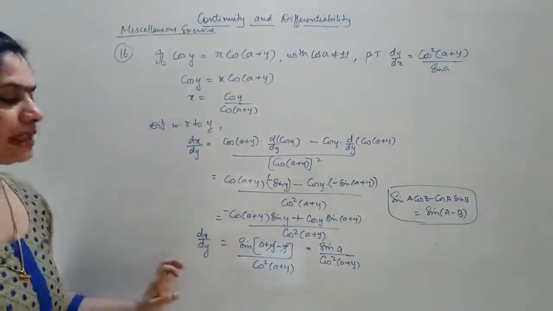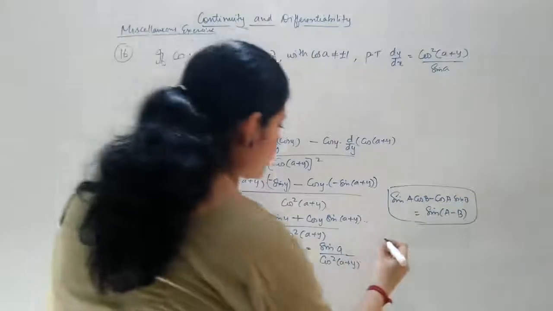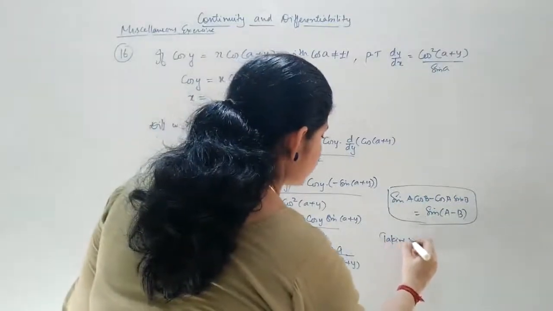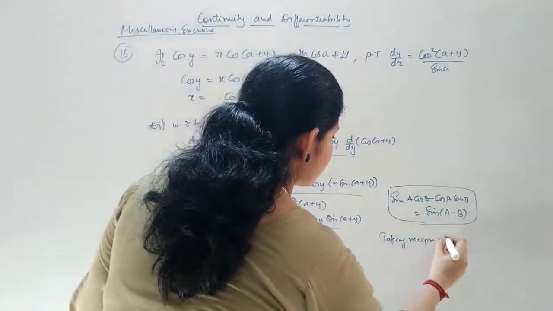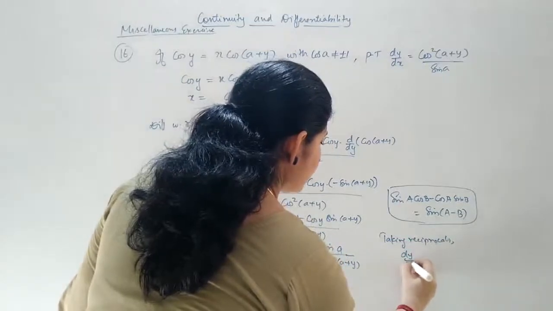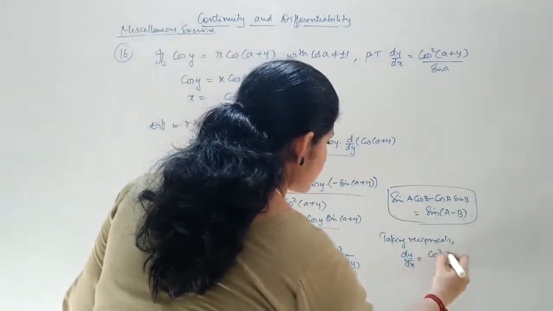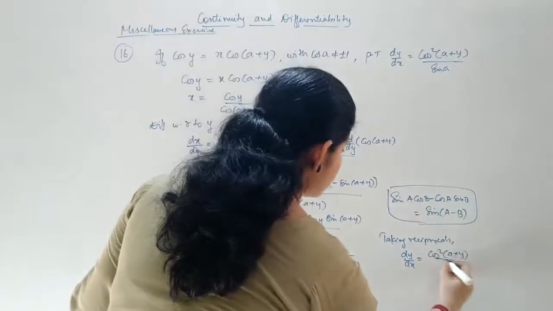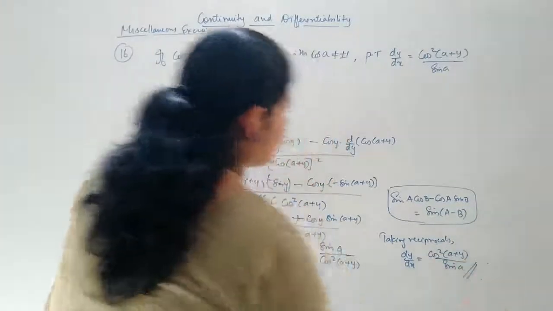So what will be dy by dx? You have to just take the reciprocal. Taking reciprocals, you will get dy by dx is equal to cos square of a plus y divided by sin a.